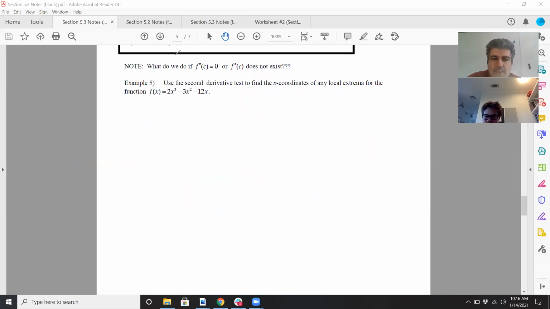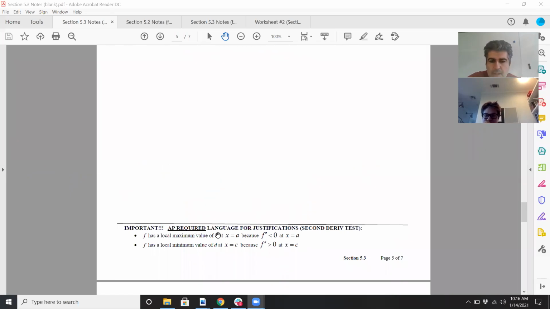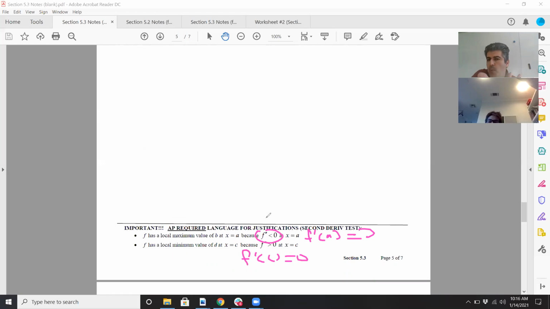There is a formal way of writing this, which is right here. You say f has a local max at this y value at x, because f double prime was less than 0 at x equals a. Of course, you would also need to say that f prime of a equaled 0, and over here, f prime of c would equal 0. But if you're just saying this, that would be the justification for the second derivative test, because you have to use the second derivative to support that this is a local min or local max. That's the second derivative test.